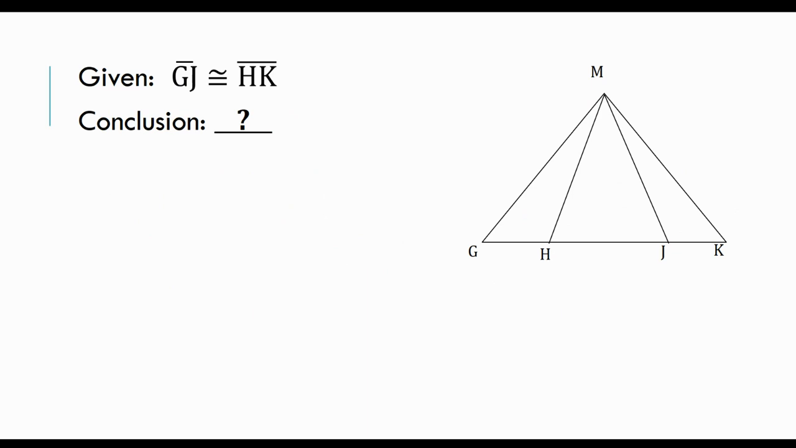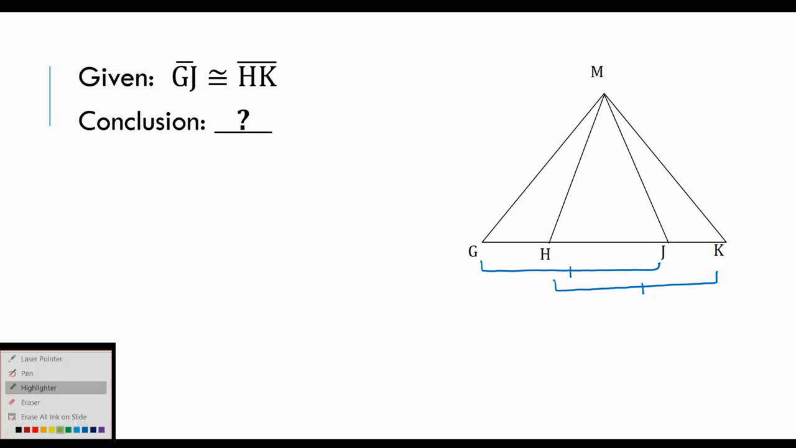All right, so next I'm going to look at the given information, decide what I can conclude, and then justify it with a reason. So I'm given that the segment GH, so this segment right here, that's congruent to the segment of HK. So I marked those two segments congruent. That's the only piece of information that I know. I want to determine what I can conclude. Well, hopefully we can see in this picture that those two segments that I marked as congruent, they actually overlap. They overlap at this piece right here.